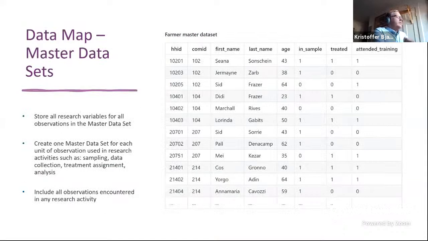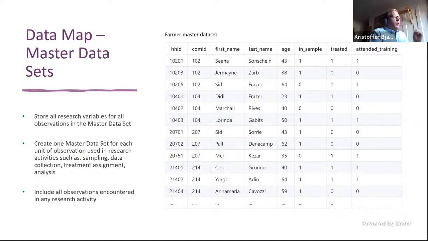The second component of the data map is the master data sets. The master data sets is where you store all research variables for all observations. We have already talked about some research variables such as project IDs, alternative IDs, treatment assignment, etc. But it also includes identifying information, as this is the data set you would use if you had to merge project IDs to a data set that only uses names as identifiers. That's an example that we'll cover on the next slide.